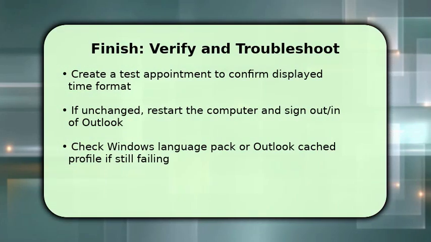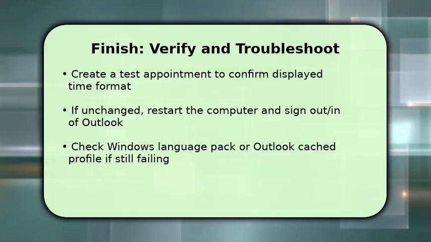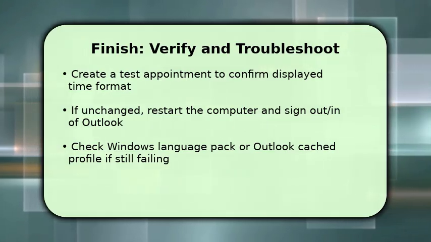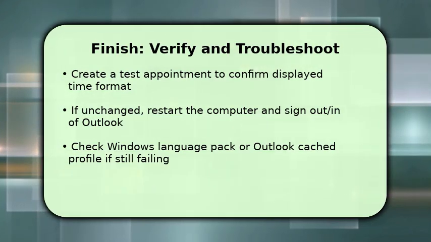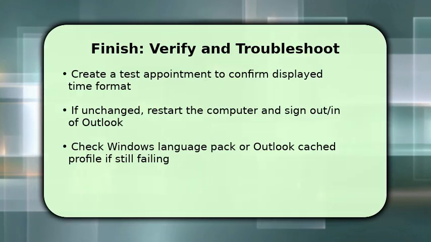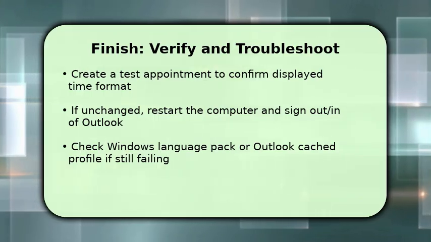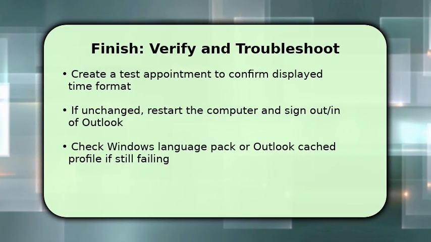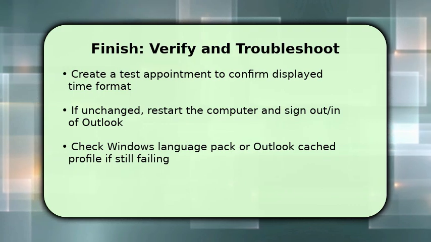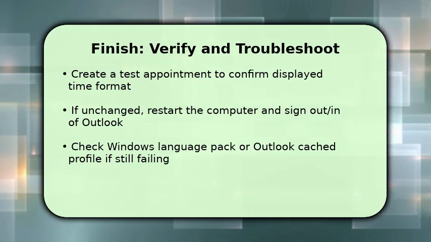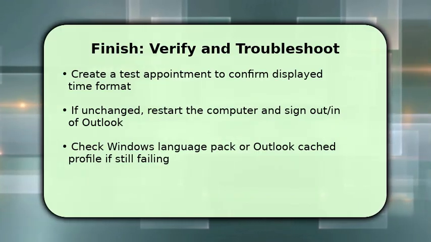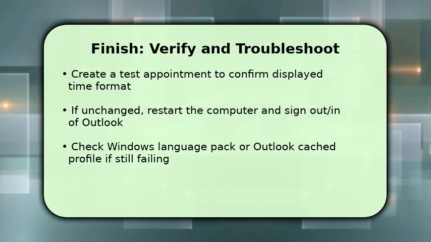Finally, verify the change by creating a new calendar event and inspecting its time labels. This confirms Outlook is using the OS format. If you don't see the update, restart your computer and sign out of Outlook, then sign back in, because cached processes can hold old settings. If it still fails, make sure the correct language/region pack is installed and remove any conflicting custom time formats.